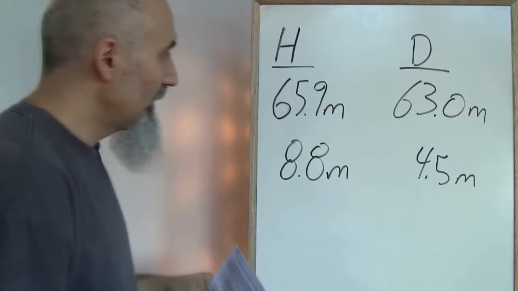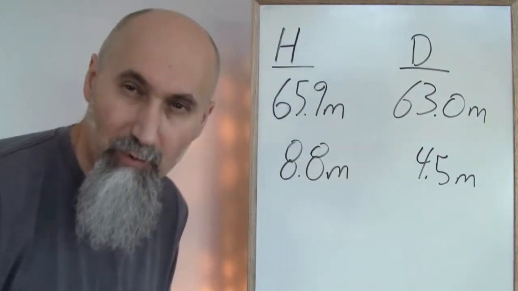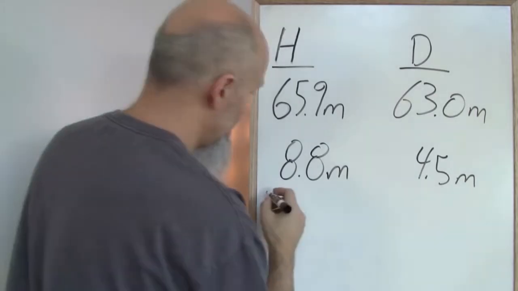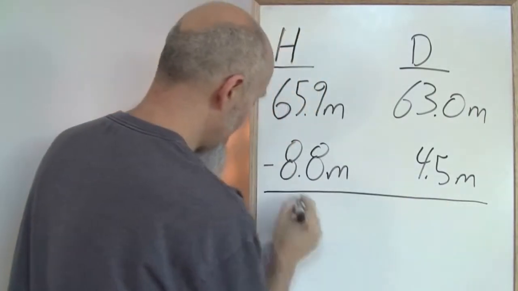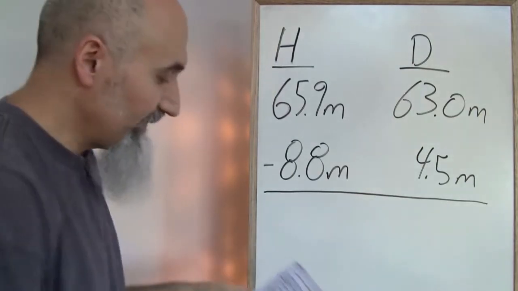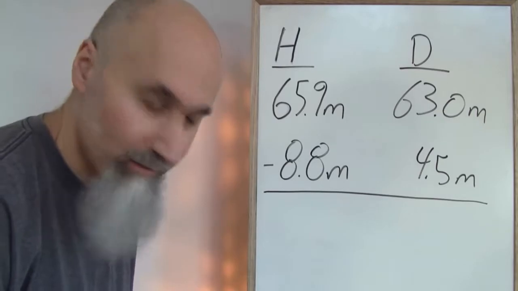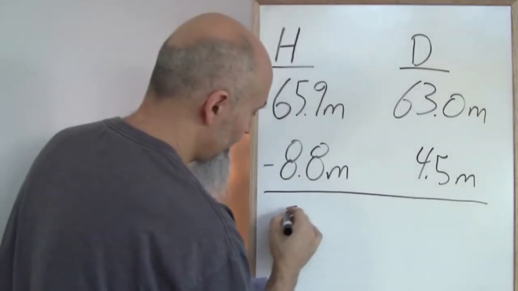Now, if we subtract this from this, this is what we end up getting: 57.1 million voted for Hillary.